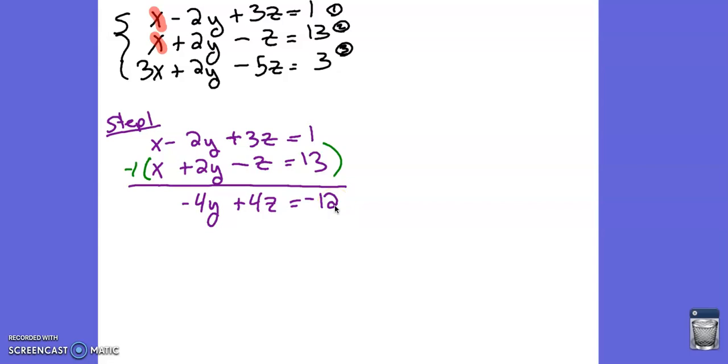And you could have also done the top equation. Maybe the top equation would have been a little bit better, so we'd have some positives here. But either way, you're going to end up solving. I eliminated the x's, and now I have one equation with just 2 variables.